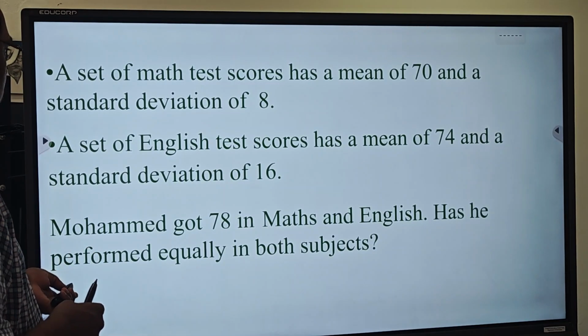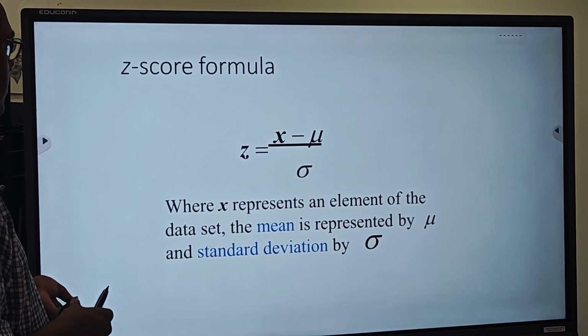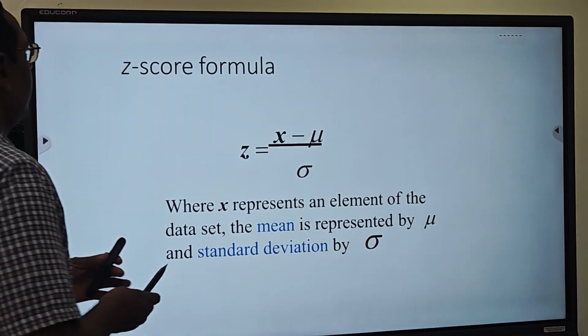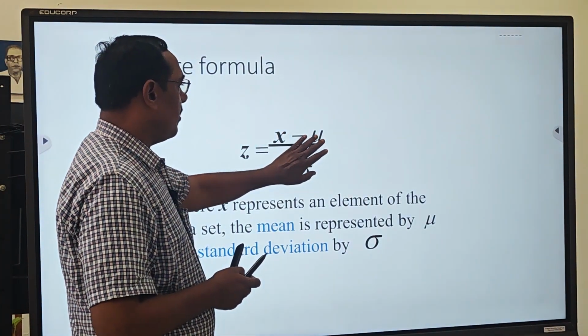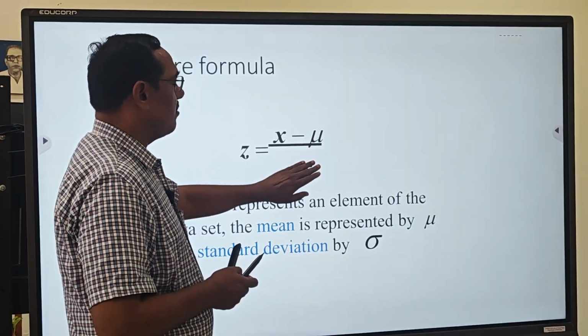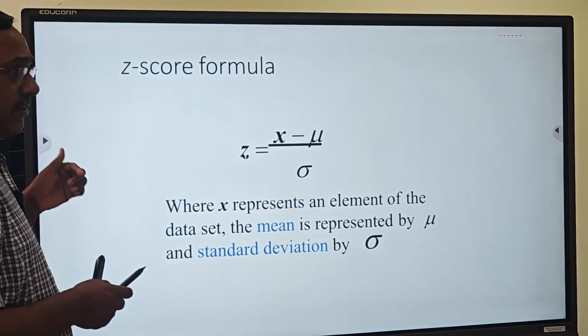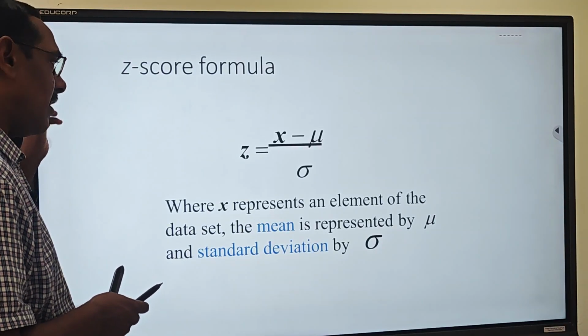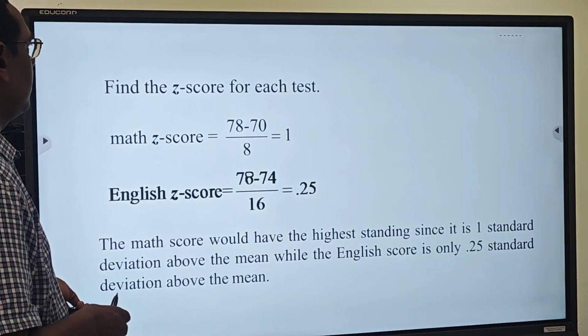How to address this issue? For this issue, we have to calculate the Z score. Z score is equal to the score got minus the mean of the scores, divided by the standard deviation of the scores. If you calculate the Z score for Muhammad for English and maths, then we can compare whether both are equal or not. So we are going for it.